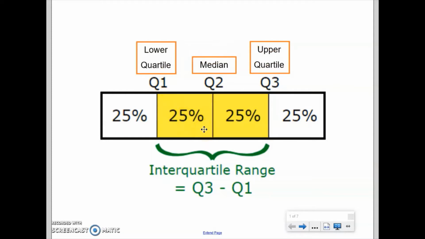We're going to talk through some examples and look at how to find the interquartile range. In order to get there, we need to first find the median. Then we need to also find the lower quartile and the upper quartile. During this video, I'm going to refer to those as Q1, Q2, and Q3. Q1 being the lower quartile, Q2 being the median, so that is the middle of the data, and Q3 being the upper quartile.